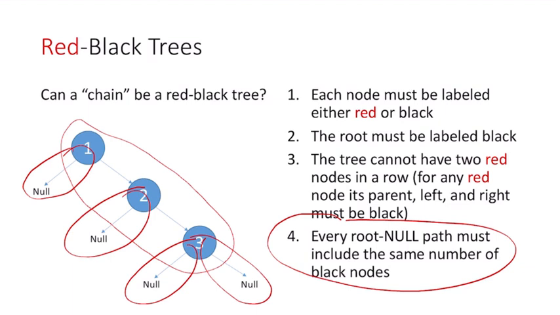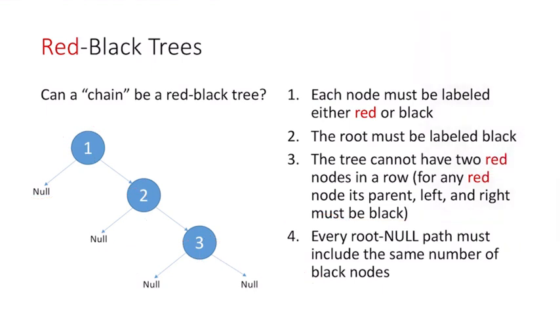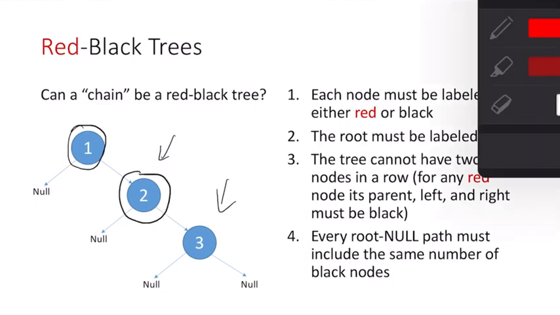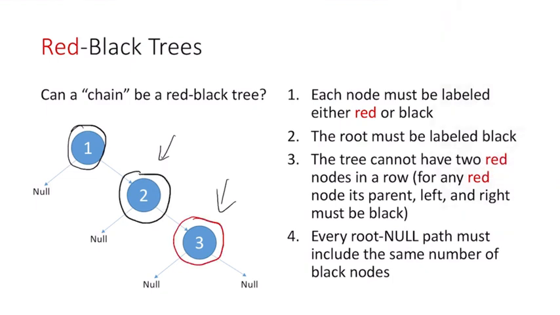Can this chain of three nodes in a row be a valid red-black tree? Well, first we have to make sure that we color every single node red or black. We'll come back to that one. We know that the root node has to be colored black. So let me just mark that one as a black node. And it cannot have two red nodes in a row. So these two nodes here, they can't both be red. So let's try first this one as a black node and this one as a red node and see if that maintains every invariant. Well, first, everything's either red or black.